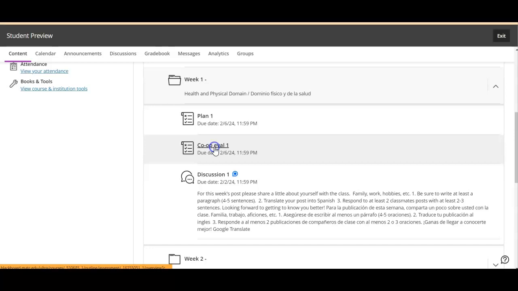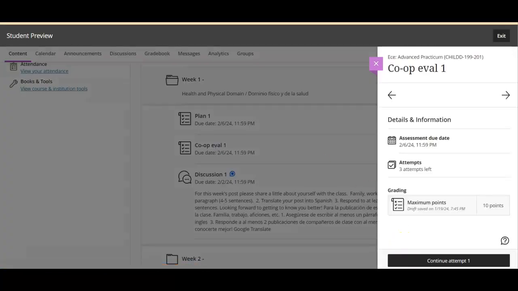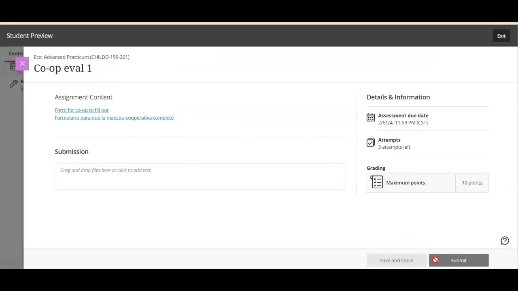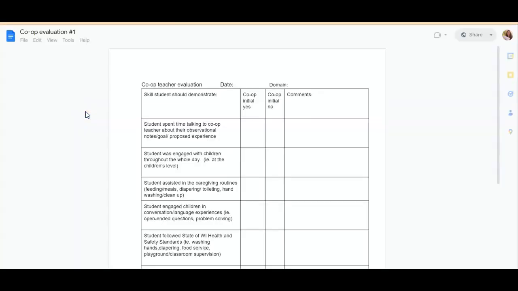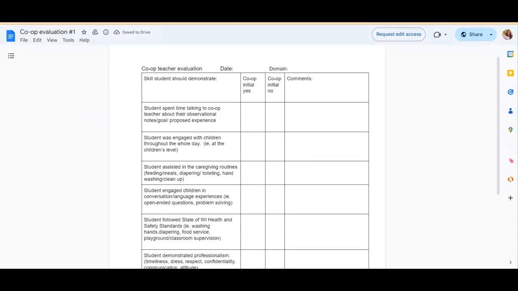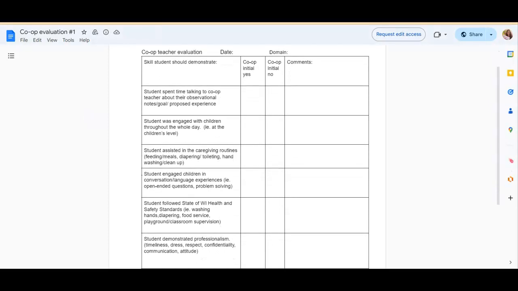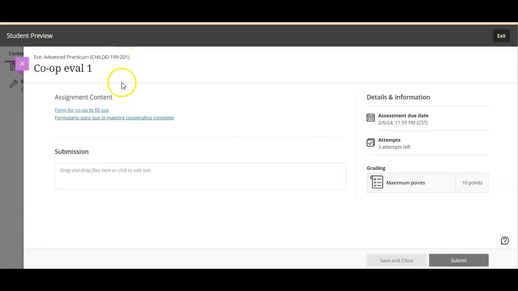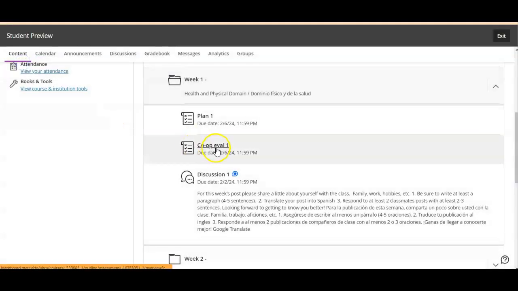You're going to then also make a copy of the co-op evaluation. Tienes que hacer una copia de esta forma para la maestra cooperativa. When you go to your practicum, take this co-op form so that your teacher can fill this out and write a couple of comments for you. Okay? And then as soon as that is set, you will submit it also for the 6th of February.